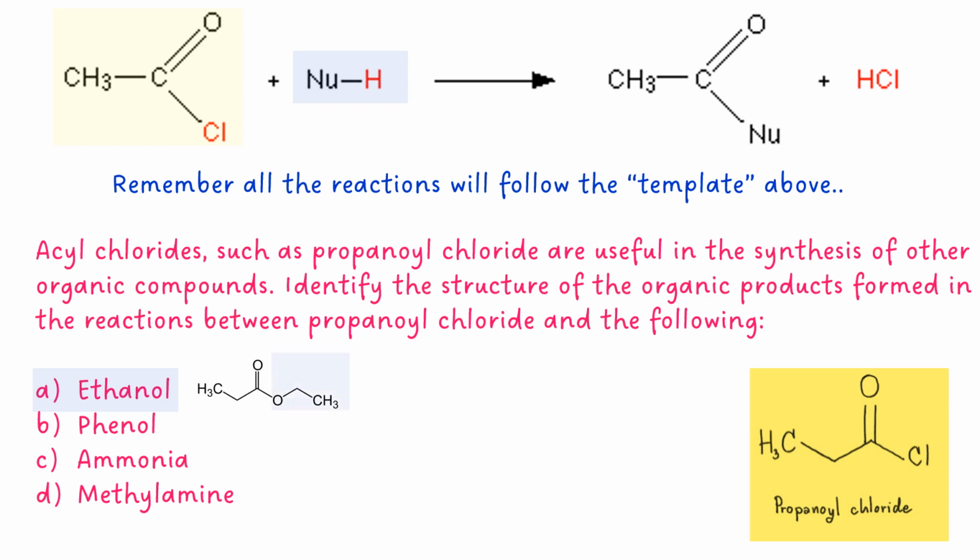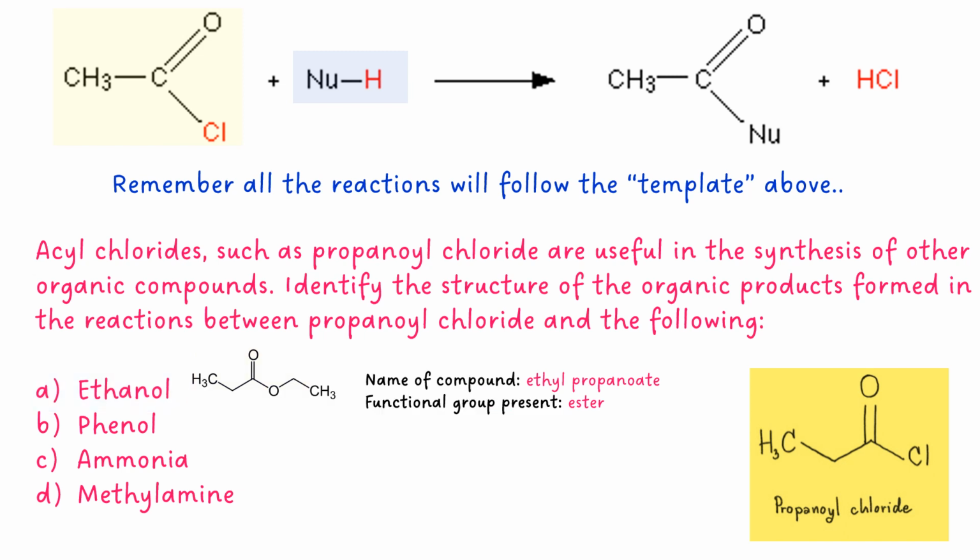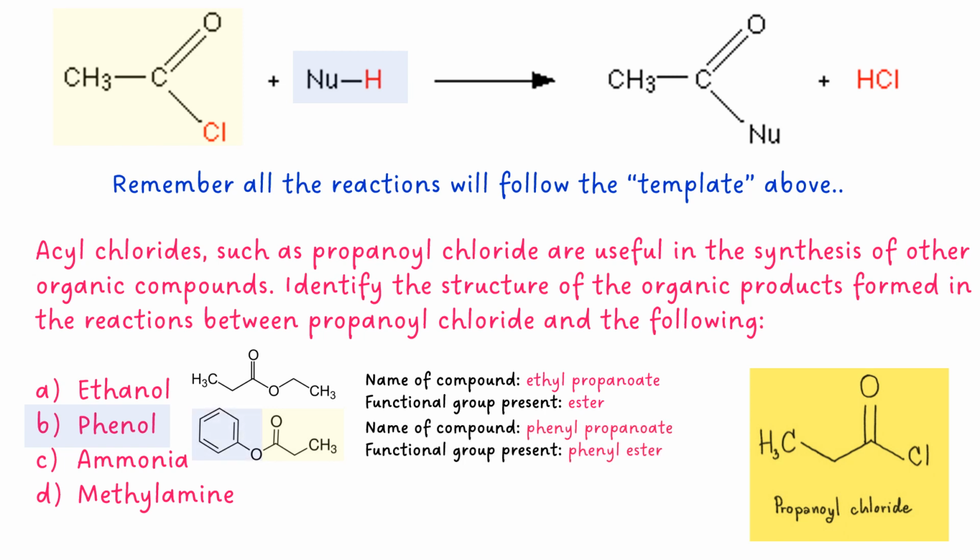So this is the product that's formed. The blue part would have come from the ethanol molecule. The yellow part would have come from the propanoyl chloride. So this is ethyl propanoate, and the functional group present is an ester. If we take phenol, this time the acyl chloride would have been responsible for this part of the molecule, the yellow part, and the phenol would have been responsible for the blue part. So this is phenyl propanoate, and this is a phenyl ester.